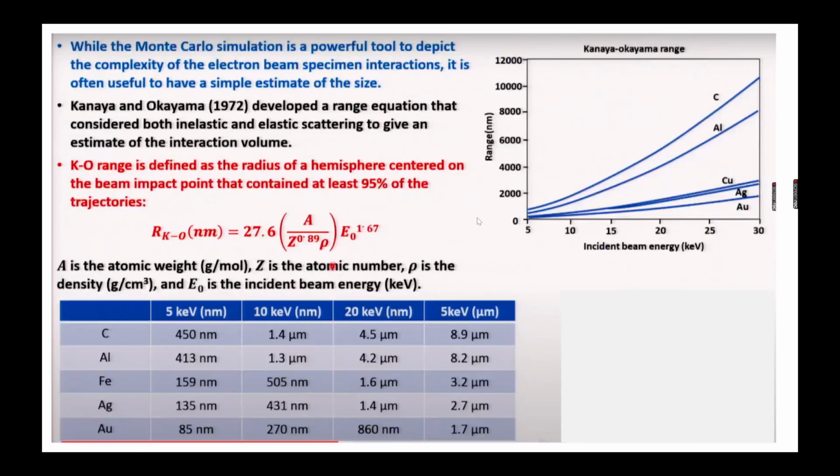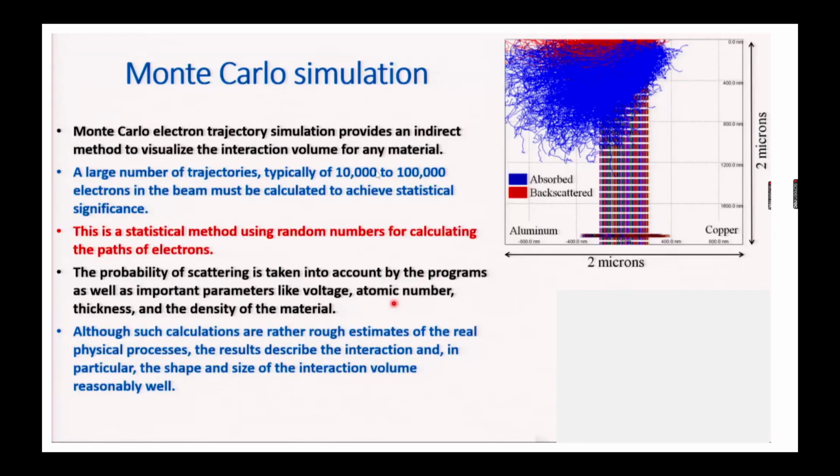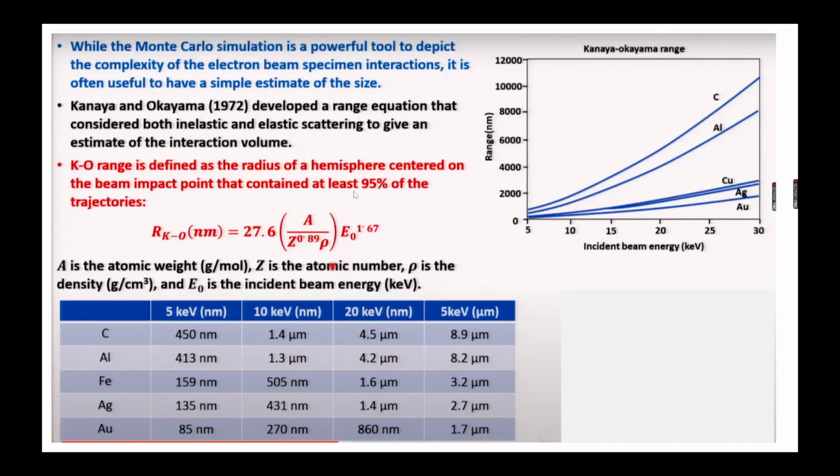Okay, so here you can see this relation also. R is the range, defined as the radius of a hemisphere. Since this interaction volume is in the shape of a hemisphere, this is giving you the radius, and it is given by this relationship. And here A is the atomic weight, Z is the atomic number, and E naught is the incident beam energy.